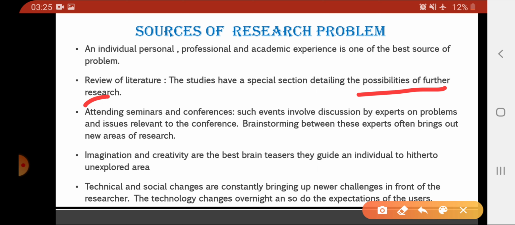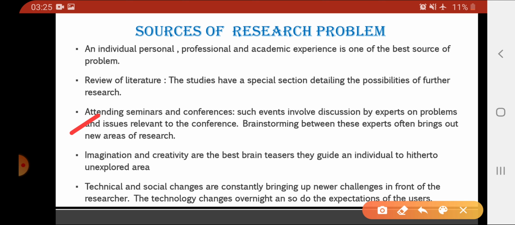Next is when the researcher attends many seminars and conferences, and from there he gets into discussions with many experts, and from there a research problem comes into his mind, that there should be a need to do research in a particular field. So that's how a research problem arises in the researcher's mind.